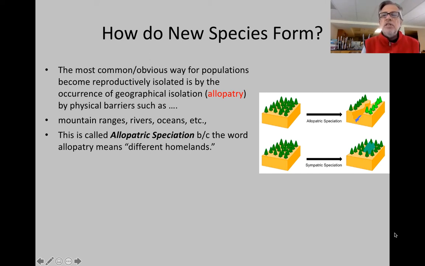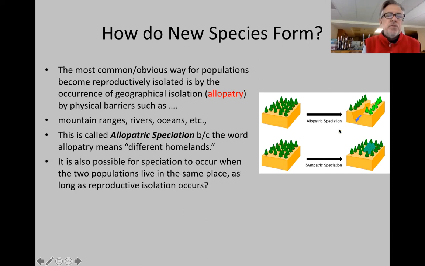And so you can see in this model here, we have a stand of trees and a river divides them, and over time they become different species. Now, it is possible for speciation to occur when two populations live in the same place, as long as reproductive isolation still occurs. So reproductive isolation is really the key to speciation.